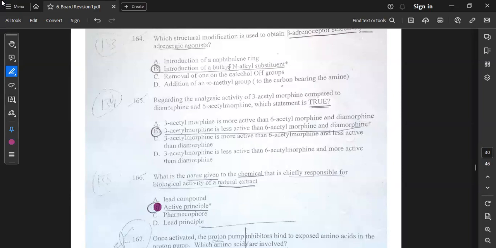So I think this takes us back to what these molecules are called. Conjugates. The roles that they play in structures. So 3-acetyl, 6-acetyl, and diamorphine on the structures. We can have someone post even the diagrams, representations of these 3 molecules so that someone can explain it better.